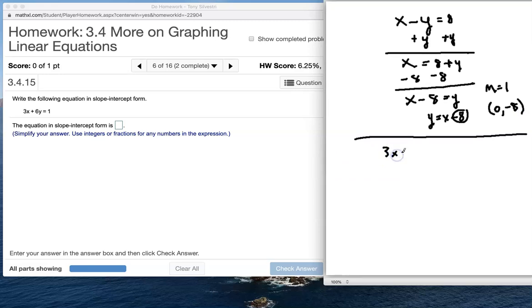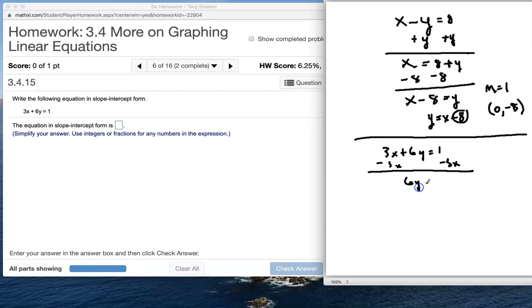3x plus 6y equals 1. Okay, slope-intercept form. Y equals something. Get rid of that 3x. Subtract 3x from both sides. Okay, then at least we'll have a chance of getting this thing right.